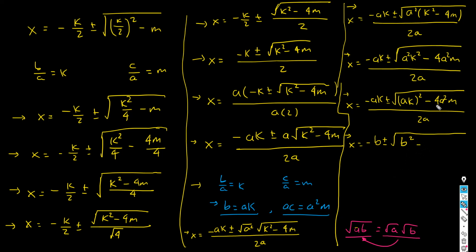Minus 4 times a squared m. But what is a squared m? It's ac, you see? So I substitute like so. And as you can see, the quadratic formula is appearing. This doesn't change. And we are completely done. Over 2a. So we have deduced that x equals minus b plus minus the square root of b squared minus 4ac over 2a.